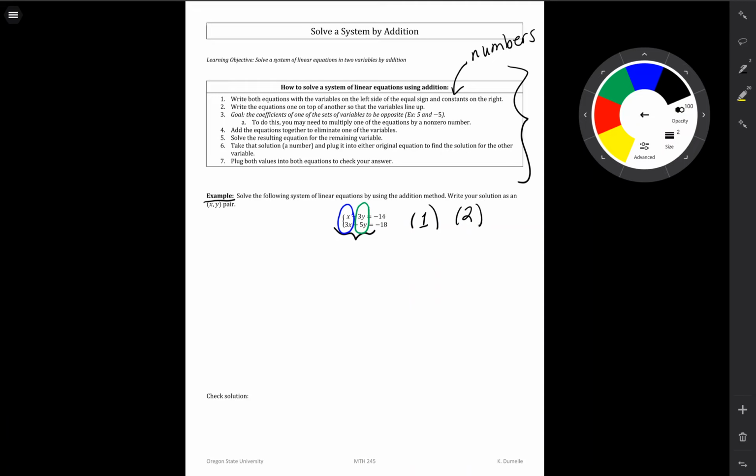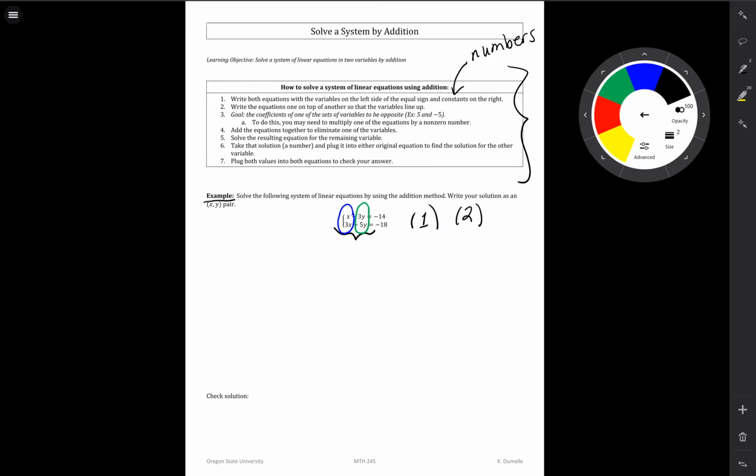Now our goal is eventually to get our coefficients, or the numbers in front of the variables, so that one of them, either x or y, has the same number but with opposite signs. So that is our goal. We are going to be multiplying one of the equations by a number. That is step 3. In this case, I have x and 3x in my x values.